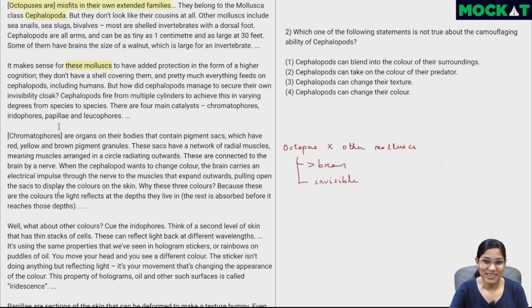So now let's learn how octopuses become invisible. Chromatophores are organs on their bodies that contain pigment sacs, which have red, yellow, and brown pigment granules. Should you not know that pigments are colors, this makes it easy for us. So chromatophores are organs that octopuses have, which essentially have these 3 pigments. These sacs have a network of radial muscles, connected to the brain by a nerve. When the cephalopod wants to change color, the brain carries an electric impulse through the nerve to the muscles that expand outwards, pulling open the sacs to display the colors on the skin. Why these 3 colors? Because these are the colors the light reflects at the depths they live in. The rest is absorbed before it reaches those depths.